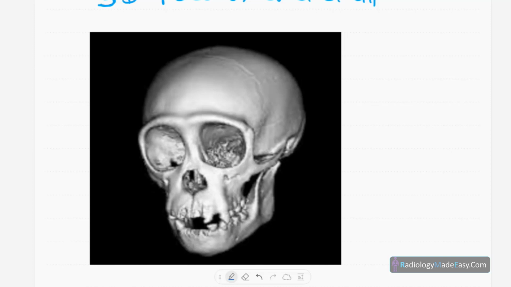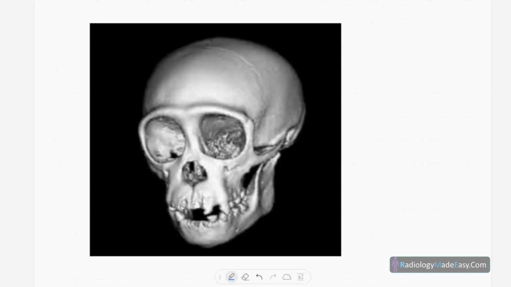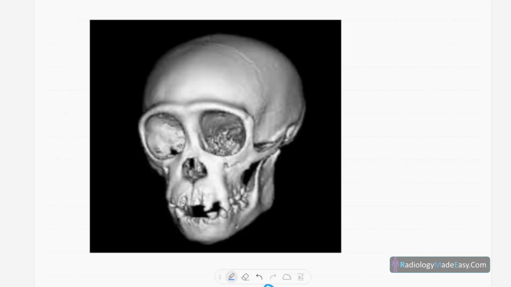This is the 3D reconstructed skull image. It is important in identifying fractures. So it's another advantage in CT. Let's see some common pathologies in CT.